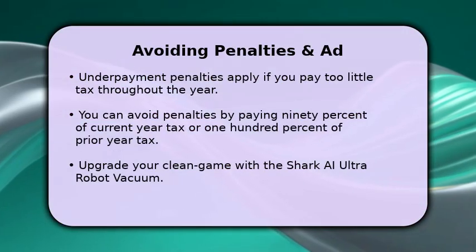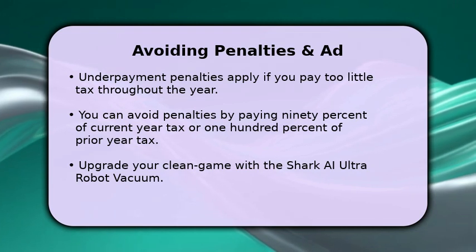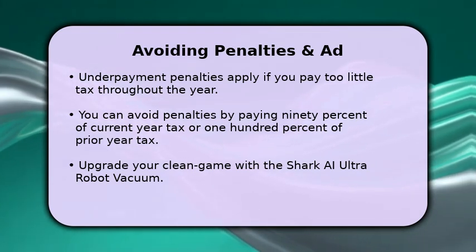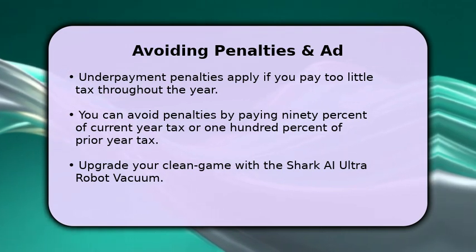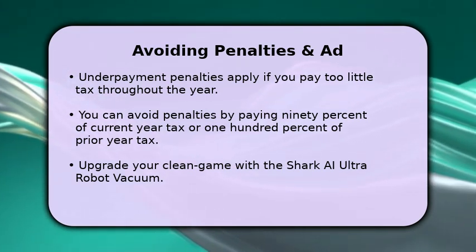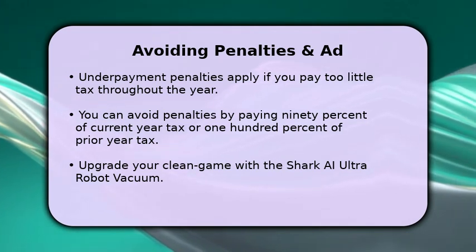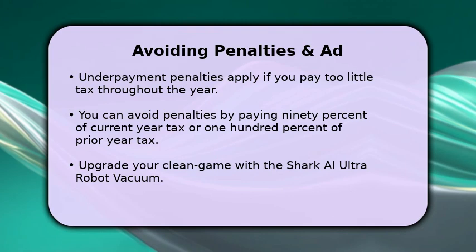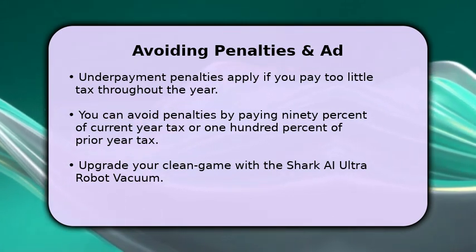Failing to pay enough estimated tax throughout the year can result in underpayment penalties. To avoid these, ensure you pay at least 90% of your current year's tax liability or 100% of your prior year's tax. There are exceptions, so always check IRS guidelines. Staying on top of your quarterly payments helps you avoid surprises and keeps you compliant.